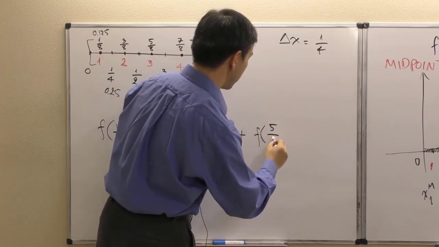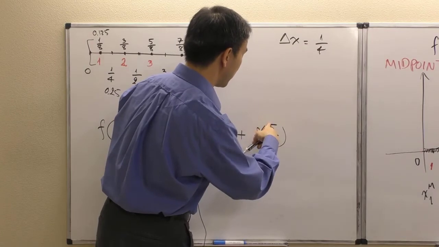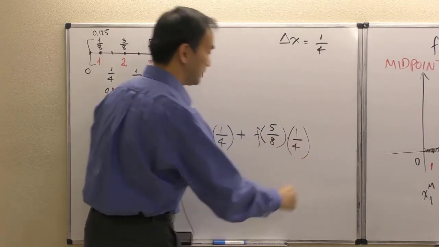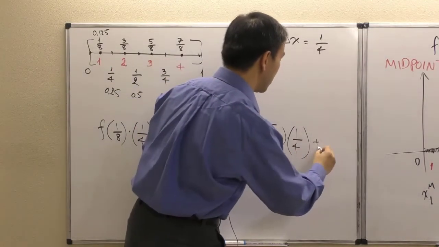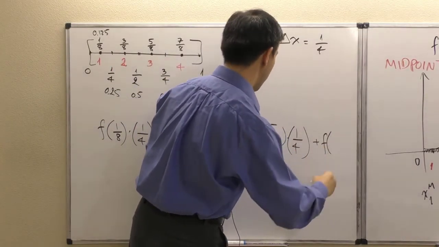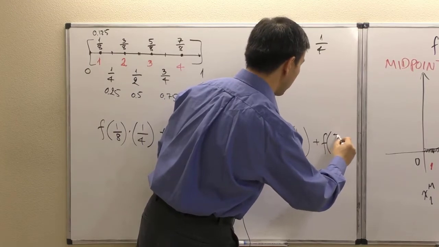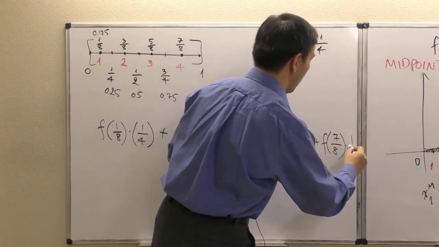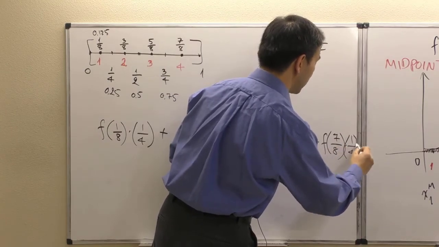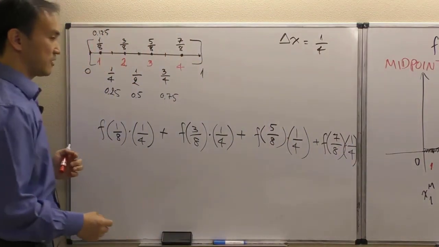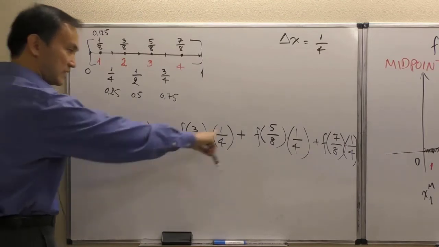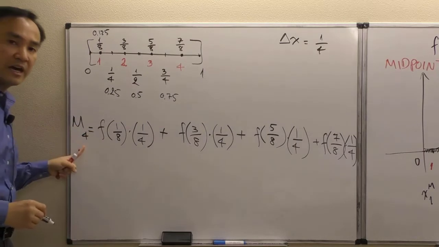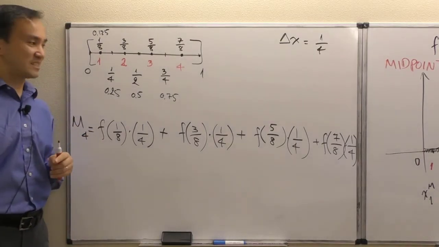So 5/8 substituted into the function. So f at 5/8, and I'm going to multiply that with 1/4 again as the width delta x. And the last one here, of course, the function value at 7/8. That gives us the height, and I'm multiplying that with 1/4 to complete our area of the rectangle. And now we're summing that up, and the final answer will be regarded as M4. Okay, that's going to be M4.